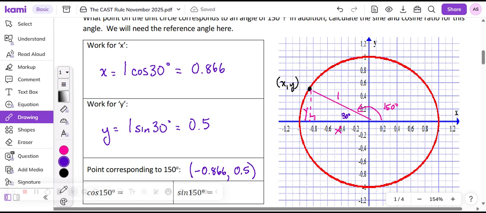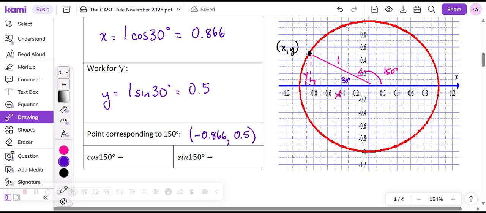Now you guys humor me. Can you guys do cosine 150, sine 150 for me? They should spit out a value for you. Cosine of 150, negative 0.866. Interesting. Sine of 150, 0.5. Very interesting. We just saw those numbers show up in that point. It appears this might be a pattern.